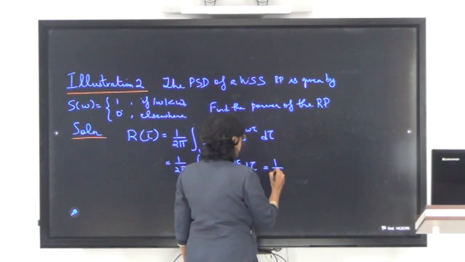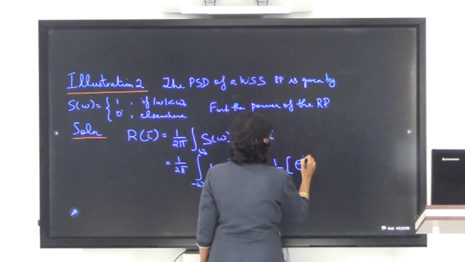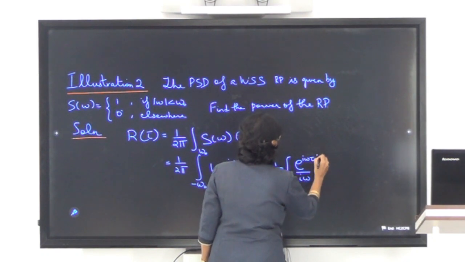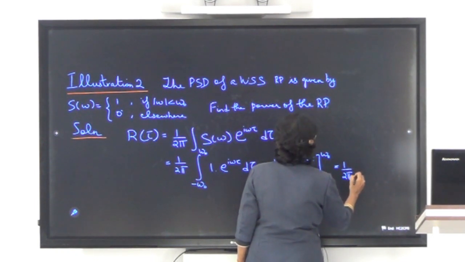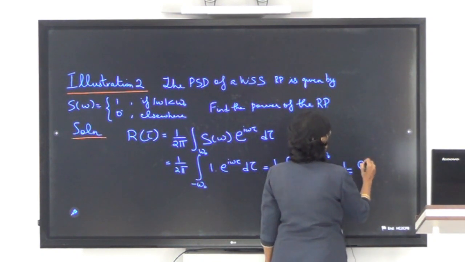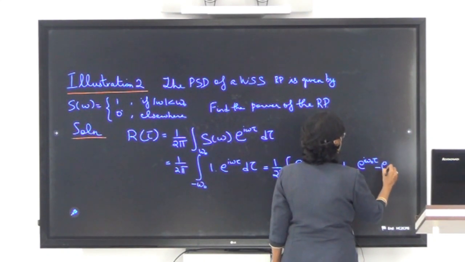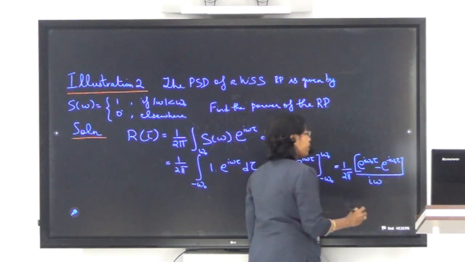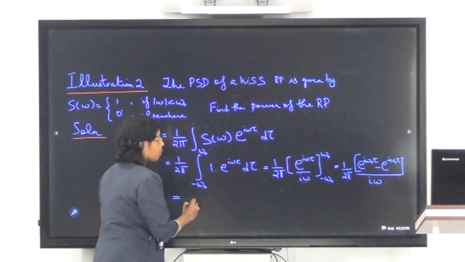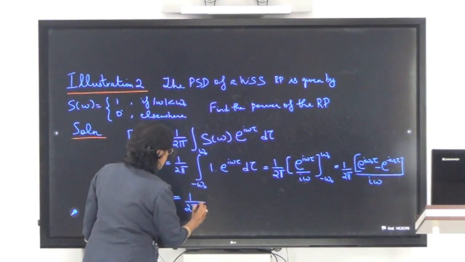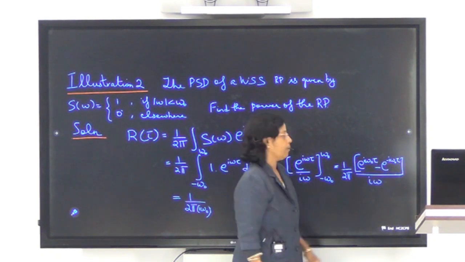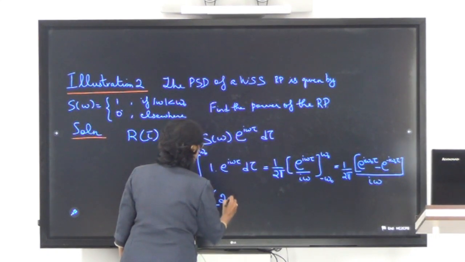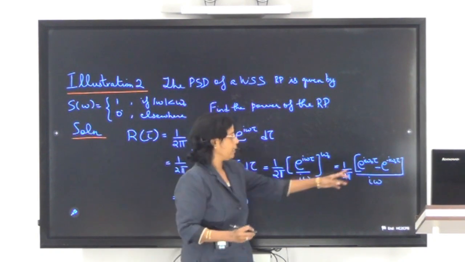So by integration we have, this is between minus omega naught to plus omega naught. This is 1 by 2 pi, e raised to I omega naught tau minus lower limit e raised to minus I omega naught tau, whole divided by I tau. Substituting the limits we have 1 by 2 pi I tau, and you know that it is of the form e raised to I theta minus e raised to minus I theta. So in this case you will get 2 times I sine of the angle omega naught tau.